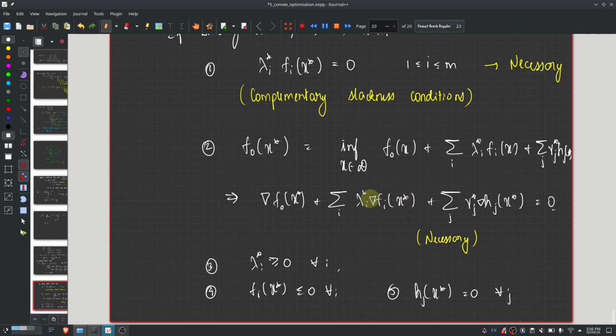So there could be a case where, even though maybe fi of x star is non-zero, or fi of x star is equal to 0, the gradient may not be equal to 0.